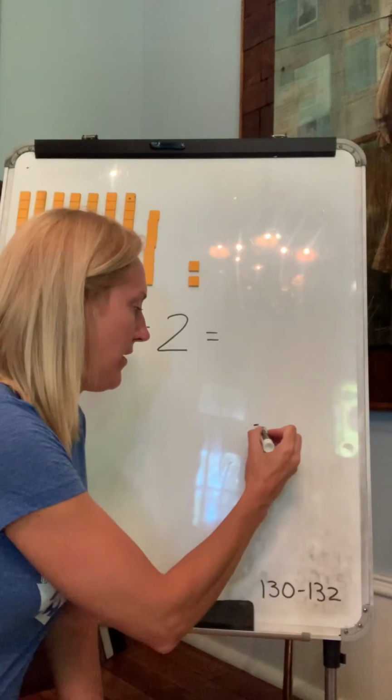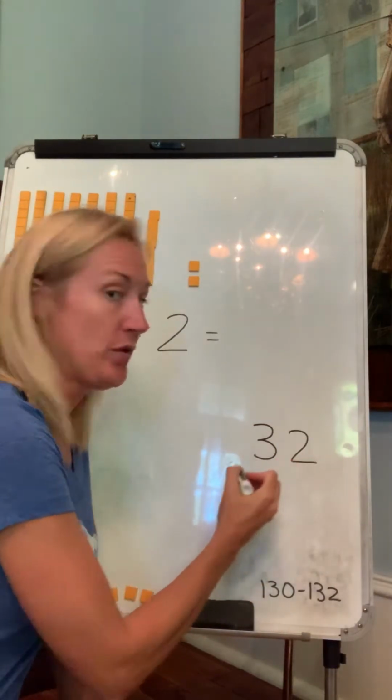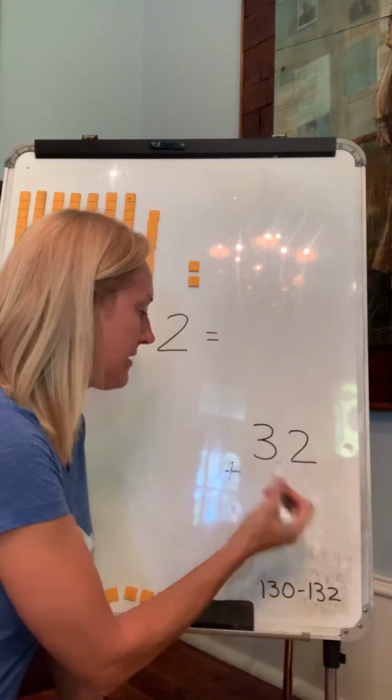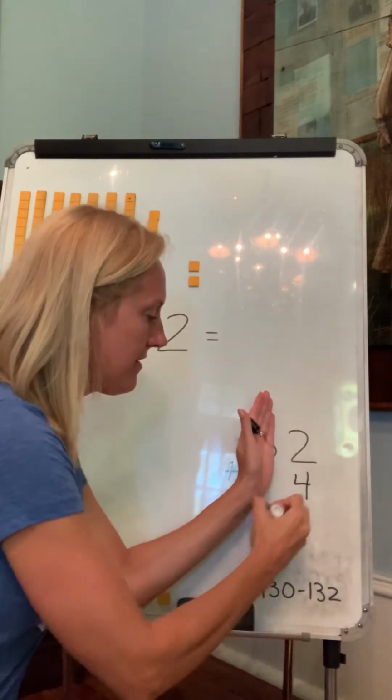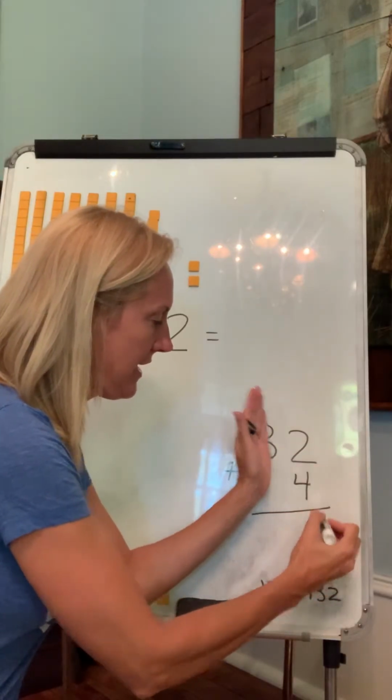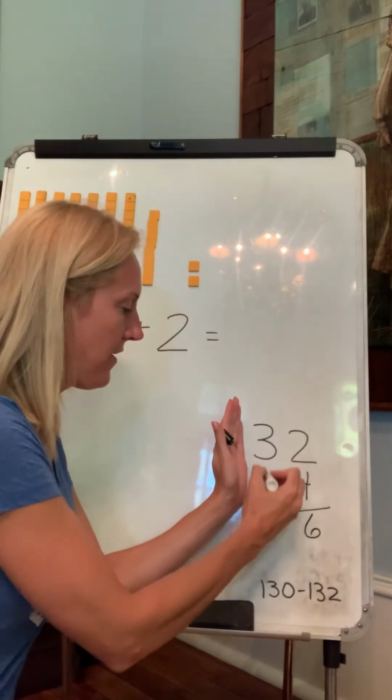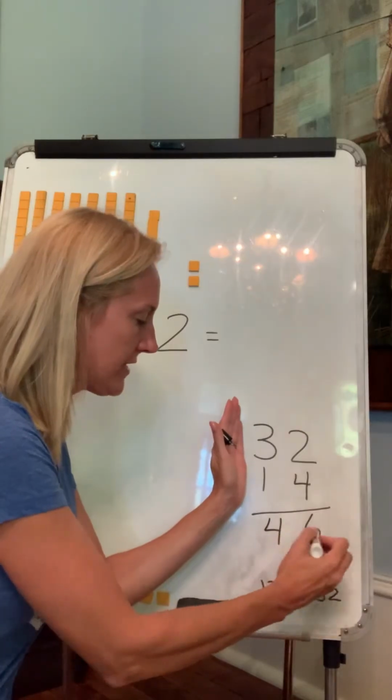So if you have 32 plus 14, we can put our ones together. 4 plus 2 is 6. And we can put our tens together. 3 plus 1 is 4 tens, 46.